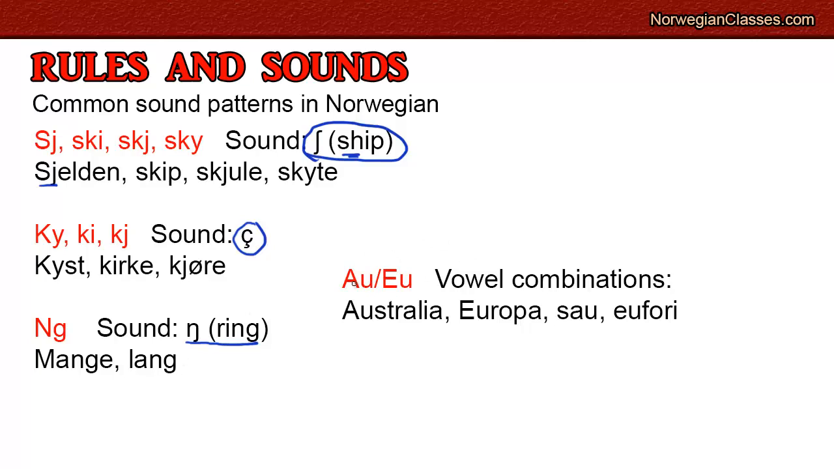There are a lot of vowel combinations naturally. The ones that really cause a lot of problems, even at the intermediate level, are AU and EU, which sound like O. So if you repeat after me: Australia, Europa, Sau, Euphorie. Australia, Europa, Sau, Euphorie.